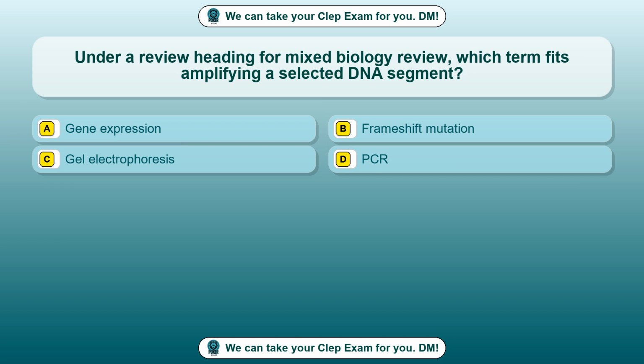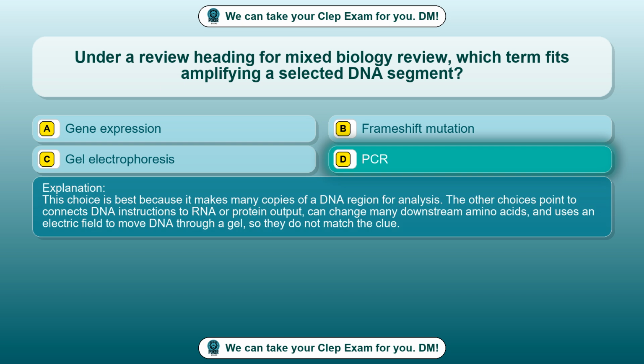Question 33. Under a review heading for mixed biology review, which term fits amplifying a selected DNA segment? Option A, gene expression. Option B, frameshift mutation. Option C, gel electrophoresis. Option D, PCR. The correct answer is option D, PCR. This choice is best because it makes many copies of a DNA region for analysis.